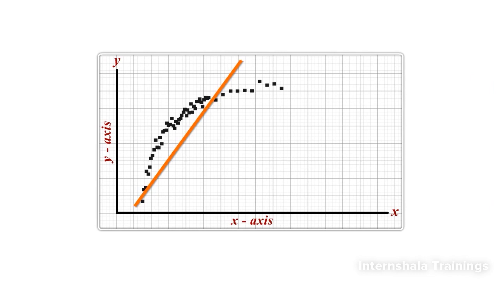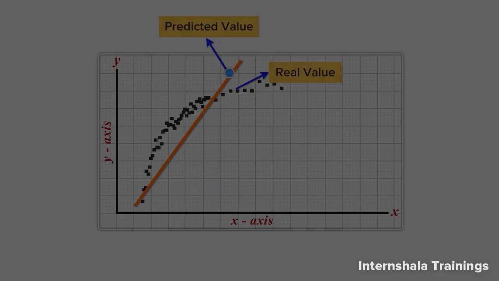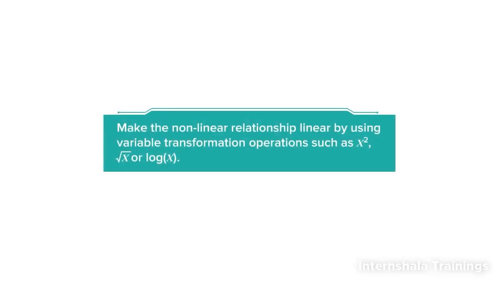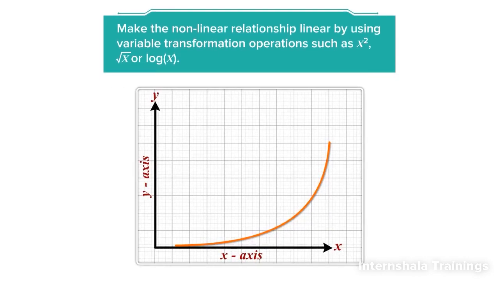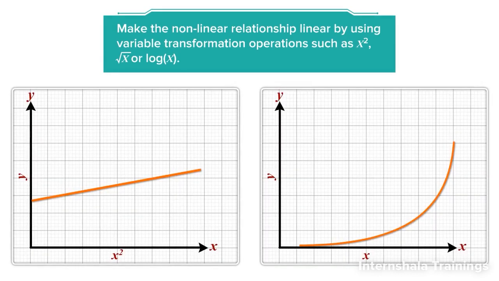For example, the linear regression will continue to predict higher values of y at higher values of x, while in reality, that is not the case. Now you might be asking, so what can we do if the data does not have a linear relation? The trick is to make the non-linear relationship linear by using variable transformation operations, such as x square, root of x, log of x. So maybe x does not have a linear relationship with y, but x square or root of x or log of x could, and hence we should model that. We will be covering this in detail later.